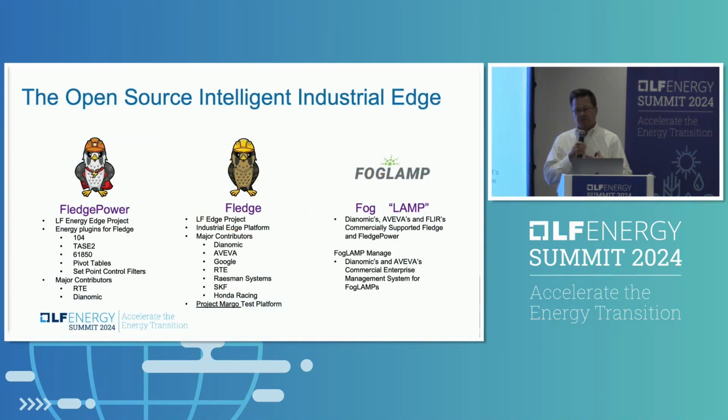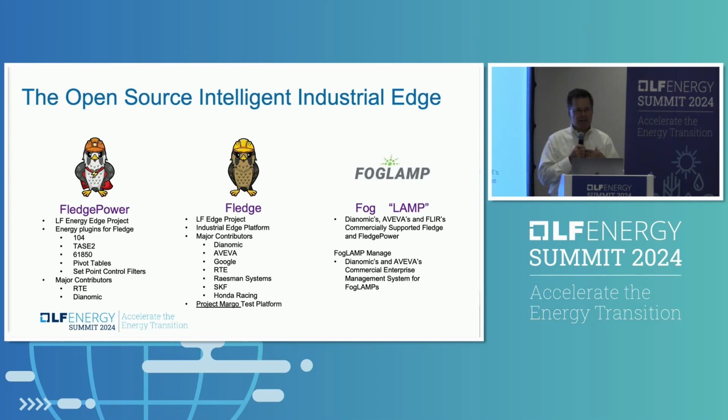So we contributed what we call, and it's commercially called FogLamp. So I've heard a lot of discussions around what about open source, what about support, who do I call if something doesn't work. This has been solved in open source for a long, long time. You call Red Hat, you call Ubuntu, you call Google if you're Hitachi using Android. That's who you call. So we are the company that supports Fledge and FledgePOWER.